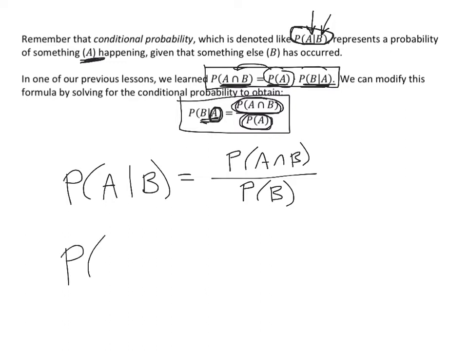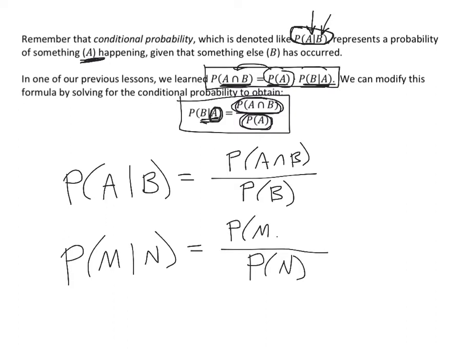So for instance, if you wanted to do the probability of M given N, you might want to pause the video for a moment and make sure that you can figure out what this would be. In the bottom, you'd have the probability of N, and in the numerator, you'd have the probability of M and N. Keep in mind, this thing up on the top could also have been N and M. That doesn't really make a difference because it's commutative. The order doesn't matter.